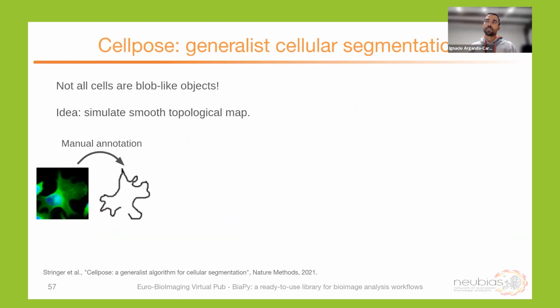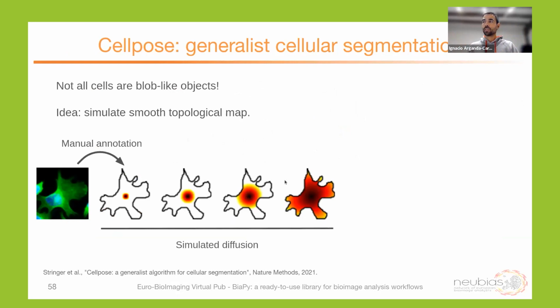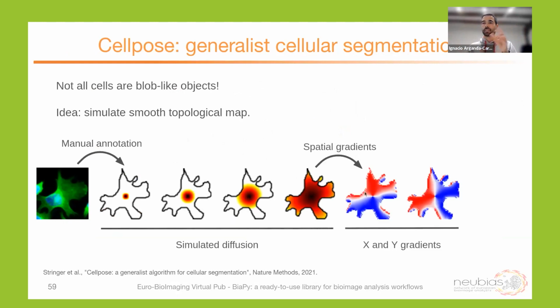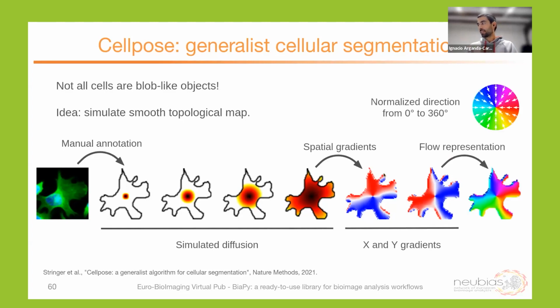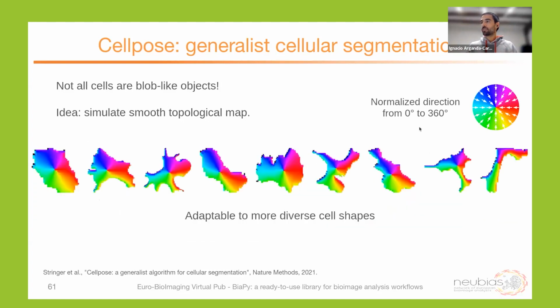So they came up with this other idea, where they simulate the diffusion process from the center of the cell towards the borders that can be represented with just spatial gradients in X and Y, okay? And actually, they very nicely represented it later with what they call flow representation, no? They normalize the direction of the flows to the center with this very colorful image. And this is nice because with this representation, you can adapt the whole thing to many different shapes, not only convex shapes.